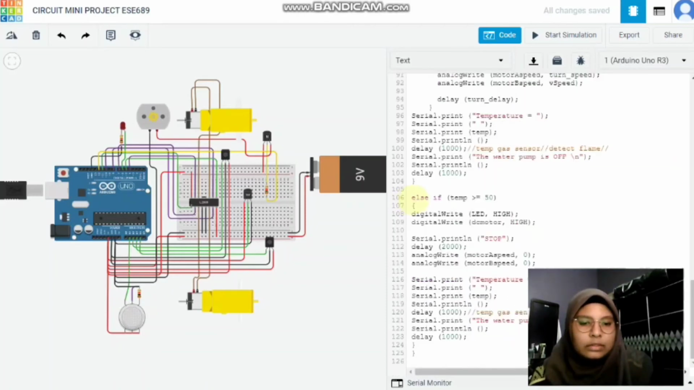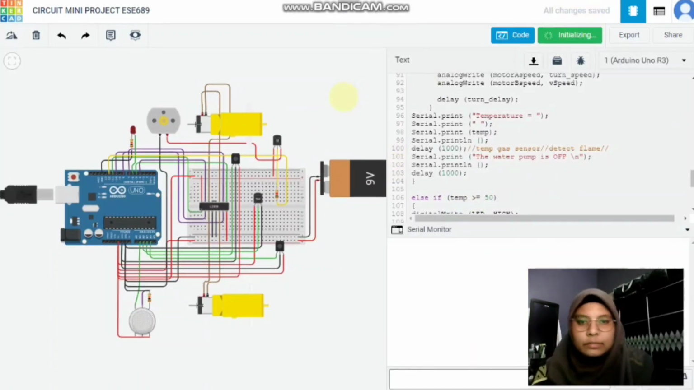For the next treatment, for the temperature, else if the temperature is more than or equal to 50, the LED will be high, which means the LED will be on, and the DC motor will be high, which means the DC motor will be turned on. And the robot will also be stopped at temperature more than 50.